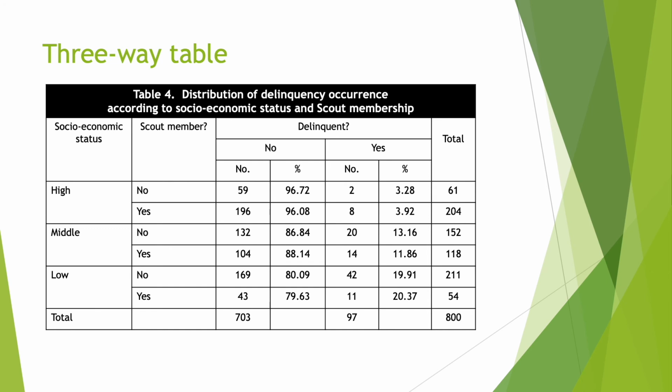Now, this is an example of a three-way table. Notice that there are three variables involved, namely delinquency, either yes or no, Scout membership, also either yes or no, and socioeconomic status, the categories of which are low, middle, and high. Notice as well that there is a series of two-way tables, combined according to categories of socioeconomic status.